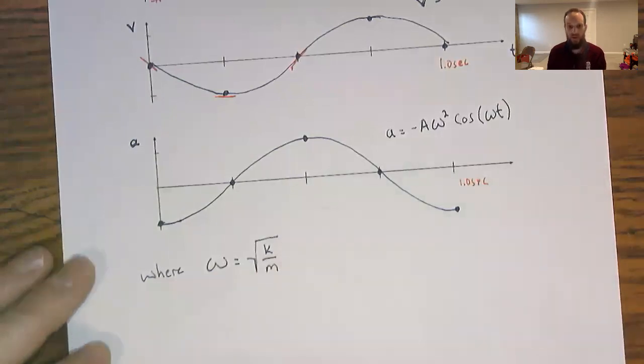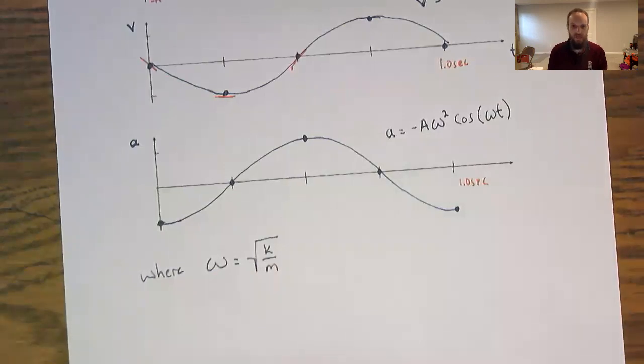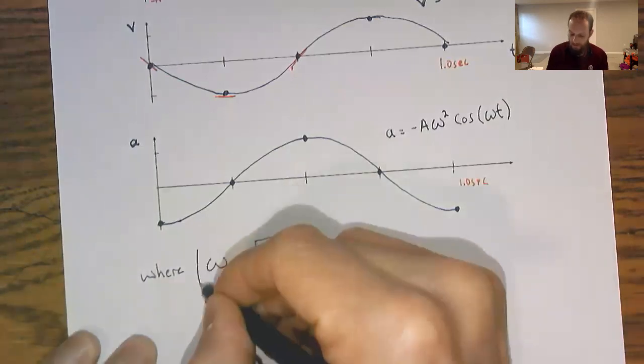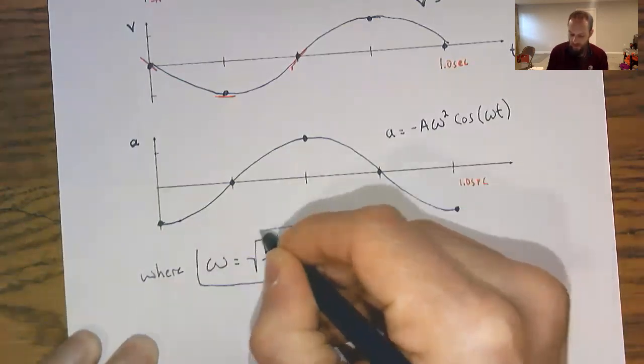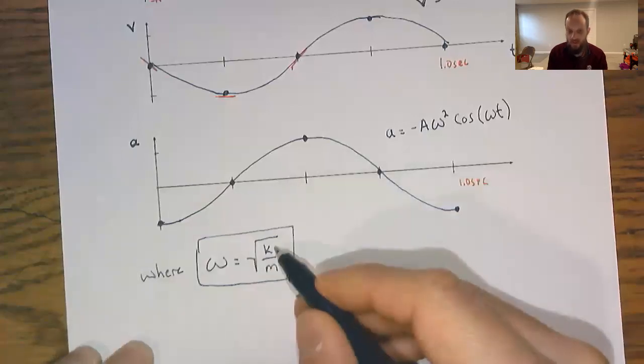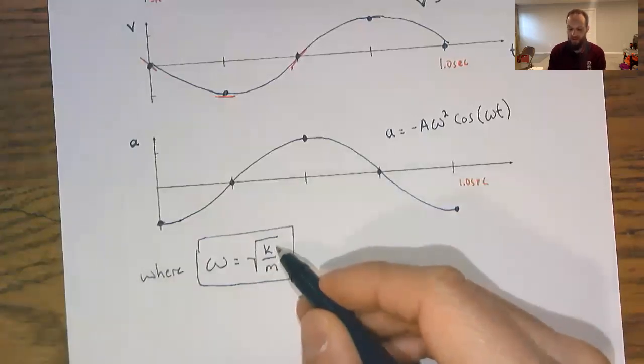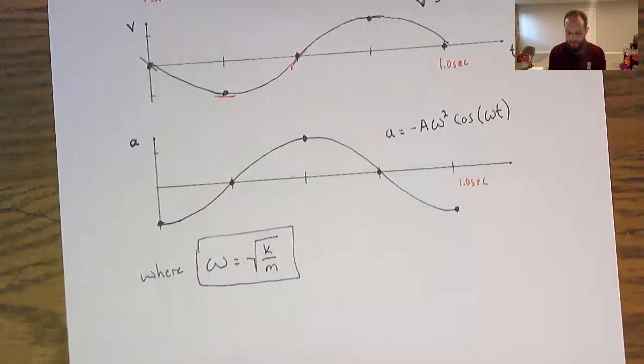Now that should look familiar. We've seen square roots of m's and k's. That's the period and the frequency equations. It's coming from this idea of omega, the square root of k over m, the rate at which this happens. So a very stiff spring is going to make it oscillate fast, have a high omega, and a big mass is going to make it oscillate slowly.